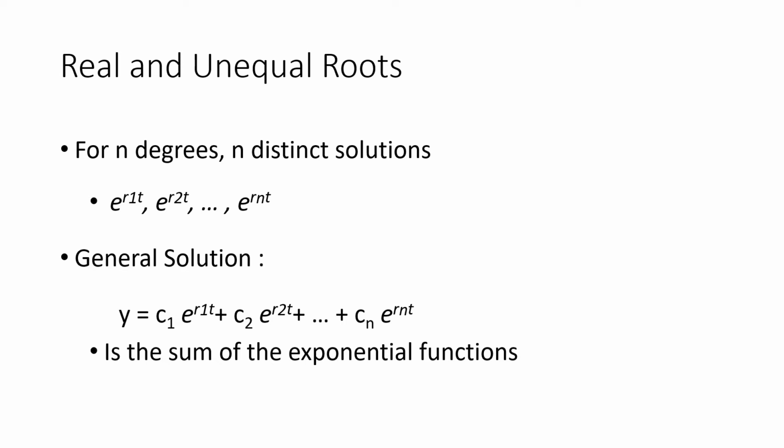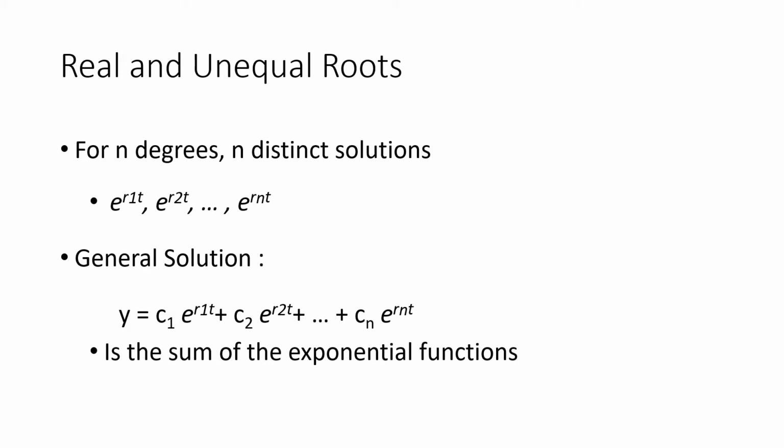So we'll go into more detail about real and unequal roots first. When the roots are real values and none of them are matching, we end up with as many distinct solutions as we have degrees. So if there are 5 degrees, there are 5 distinct solutions, and for n degrees, there are n distinct solutions. When the functions are linearly independent, we can write it in the general solution form.